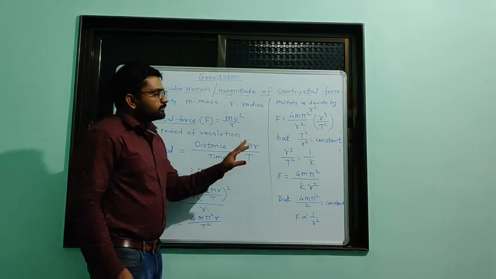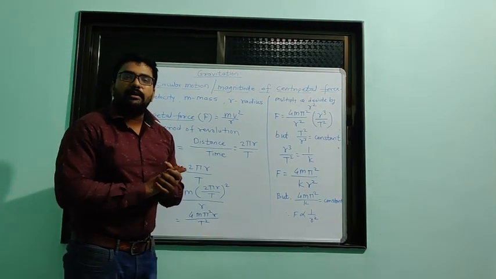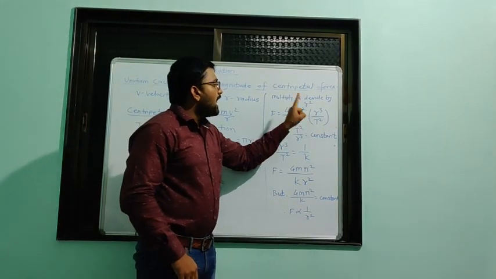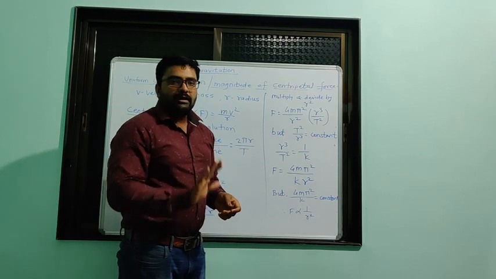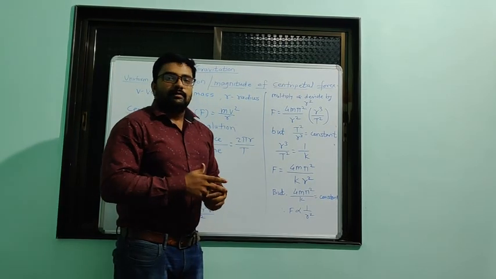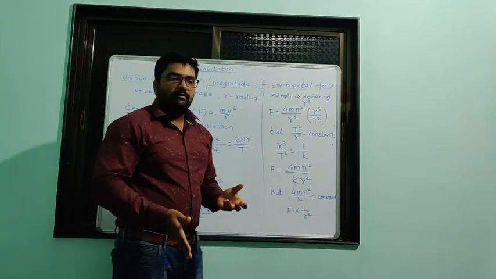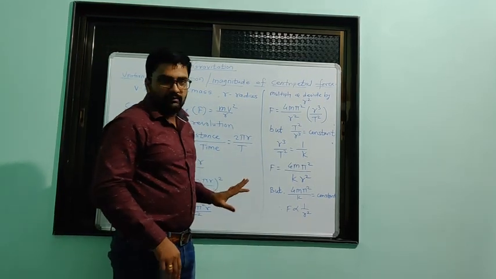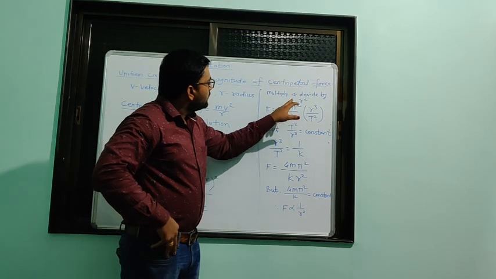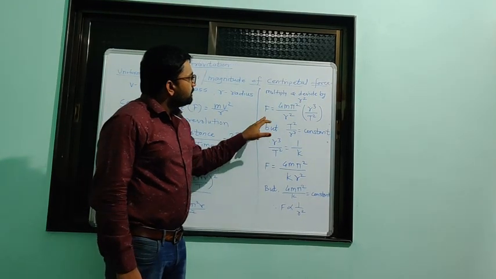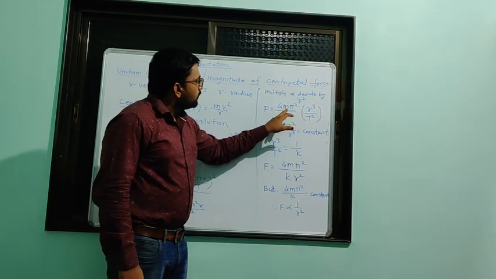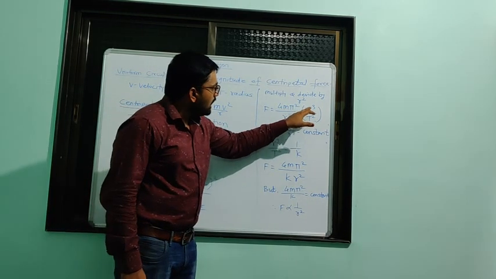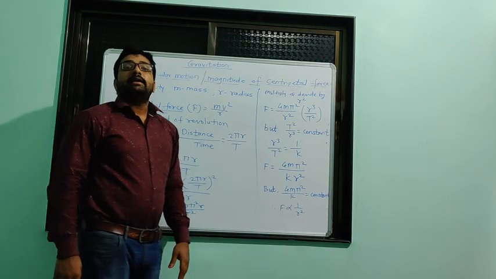So now here we have to make one mathematical adjustment. For that we have to multiply and divide by r square. Multiply and divide by the same term means no effect; both terms will get cancelled. That should not affect this equation. So multiply and divide by r square, then the equation will become 4 pi square m divided by r square, into r cube divided by t square.